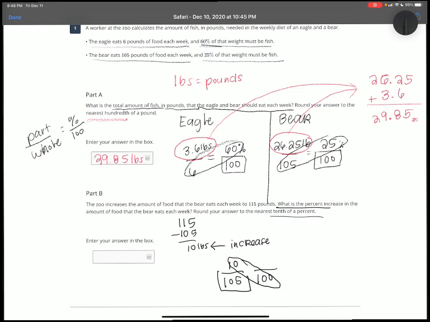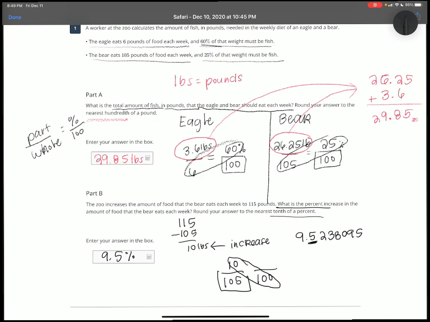So just like I told you guys, I'm using my calculator at home. So 10 times 100 divided by 105, rounded to the nearest tenth. Here's what I'm getting in my calculator: 9.5238095. And it wants us to round it to the nearest tenth. That 2 is not big enough to round that 5 up, so it will be about 9.5%.